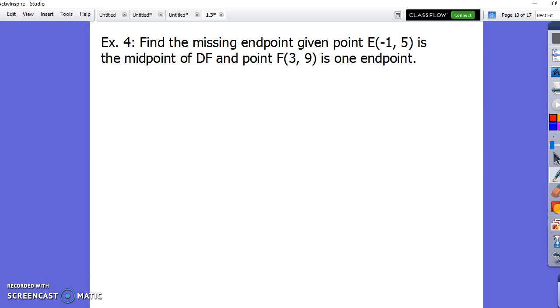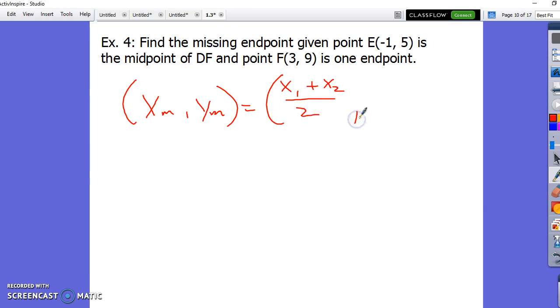But we're going to start out by solving it the same way we solve everything. Okay. First thing that we're going to want to do is go ahead and write our formula down. All right. And our formula is xm, ym equals (x1 plus x2)/2, (y1 plus y2)/2, right? Yeah? All right.